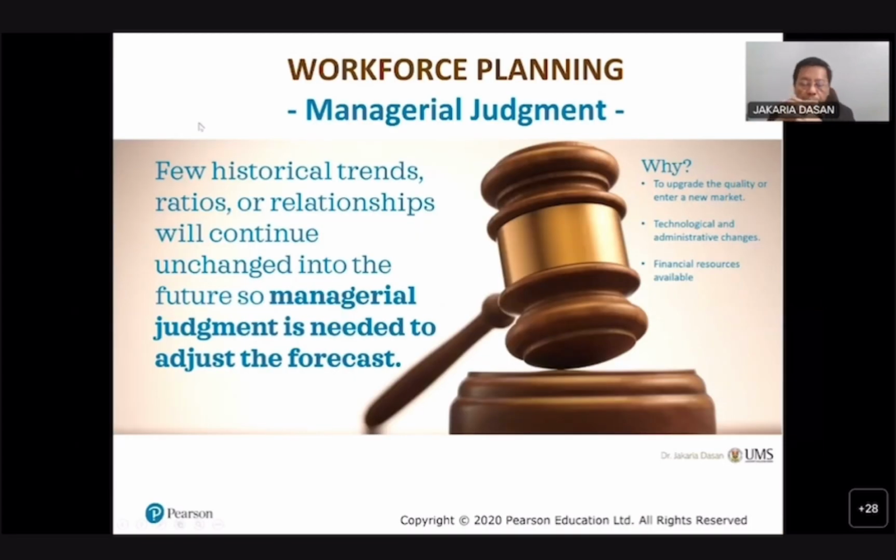At the end of the day, managerial judgment is the most important in deciding on the info in hand that we can use in order for us to recruit employees in the future. As written on the slide, few historical trends, ratios, or relationships will continue unchanged into the future. So it means that there is a lot of change taking place. VUCA, I don't know if you know what VUCA is.